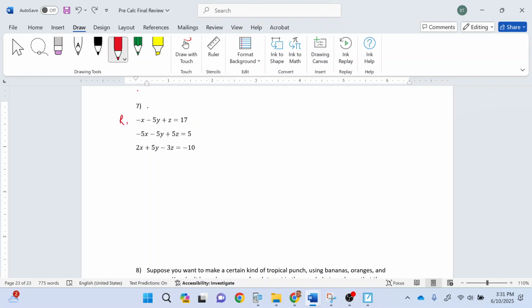And I'm going to call this row 1, row 2, row 3. So I'm going to take row 1 and subtract it from row 2. So row 1 minus row 2. So I'm technically multiplying the bottom by negative. So I'm going to do negative x minus 5y plus z equals 17. And then I guess I should plus negative row 2. So I'm going to multiply it by negative 1. So it's going to be 5x plus 5y minus 5z equals negative 5.